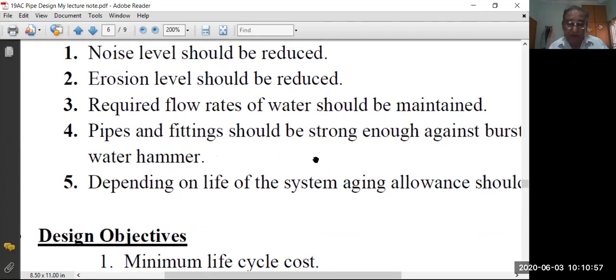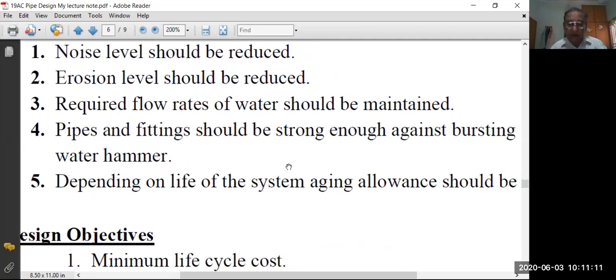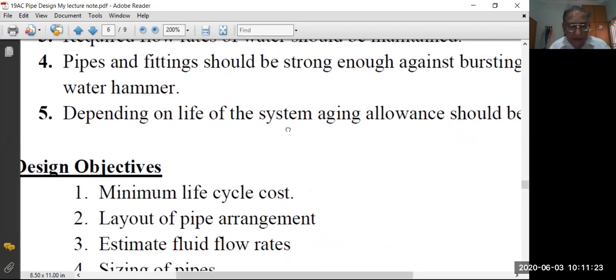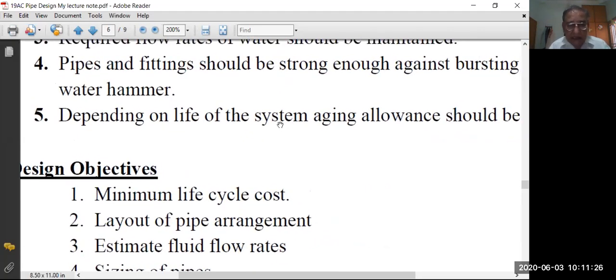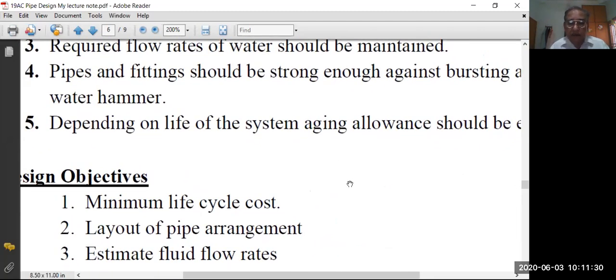If you do not reduce the friction, then the water flow cannot be maintained. So pipes and fittings should be strong enough. Again, burst or water hammer. So there are two requirements: strong enough, and again bursting and water hammer. It should be strong enough to bear the internal pressure as well as water hammer. What is water hammer? This I'll explain at the end of this lecture. Now, depending on the life of the system, there is the aging allowance. What the aging allowance is will also be mentioned.